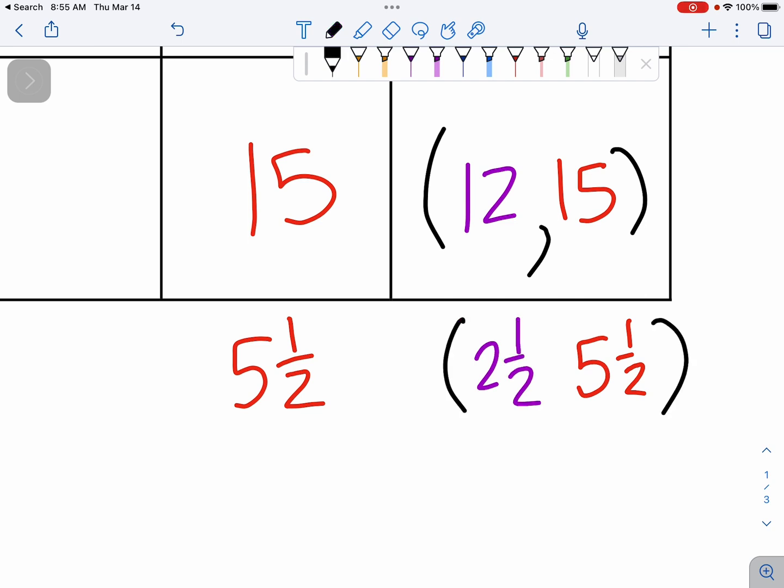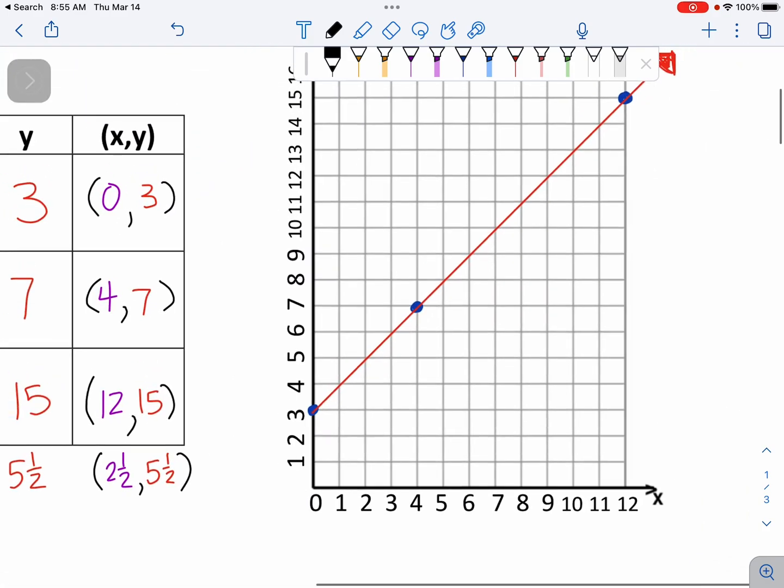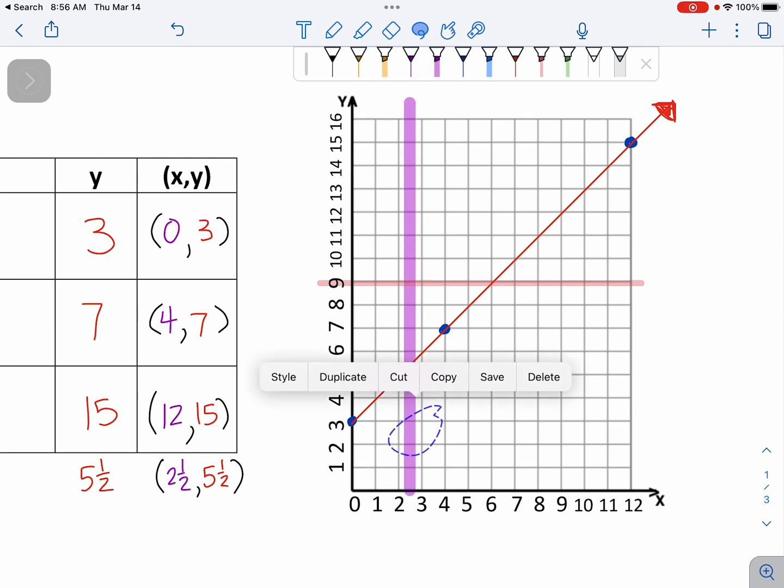Could I graph this? Yeah, quite honestly, we already have. Let me show you. Let's grab those lines again. Make a perfectly straight line and make another perfectly straight horizontal line. Okay, I'm going to move this purple line to 2.5, right in between 2 and 3. Looks pretty close. And then I'm going to move the red line to 5.5, right in between 5 and 6. And would you look at that?